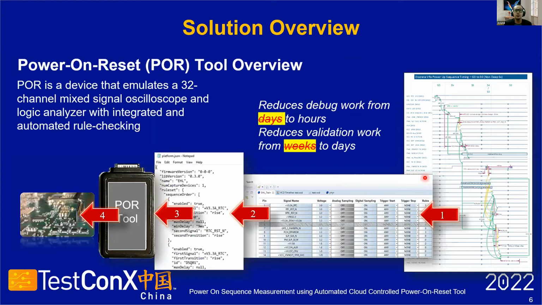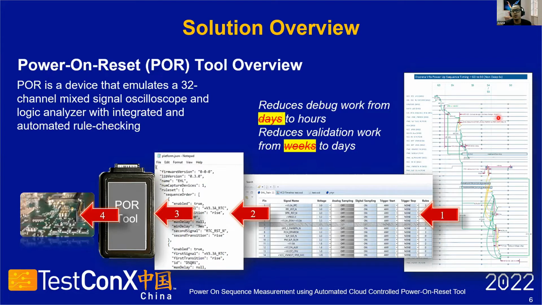All right, this is the solution overview. What we have today is a tool that can emulate up to 32 channels, comparable with the oscilloscope. Instead of using an oscilloscope, which has only 4 different probe channels, we have 32 channels. It is a tool to validate our platform design, and it is just as big as your credit card. It's not as big as the typical oscilloscope on the market.